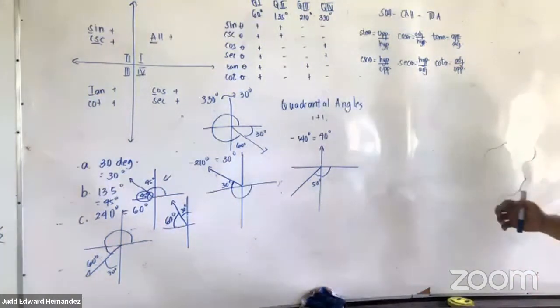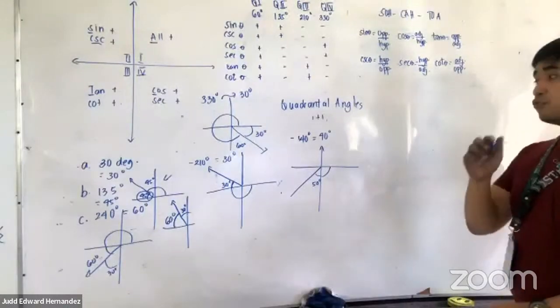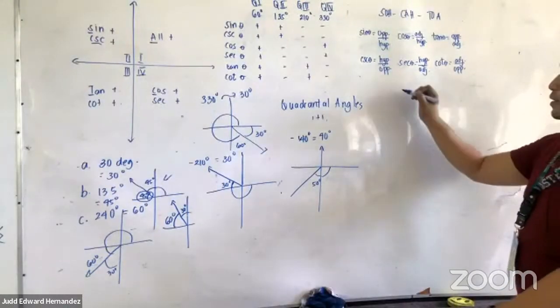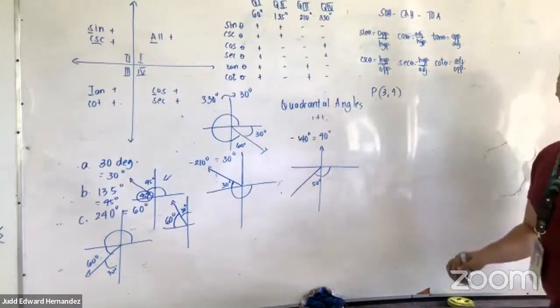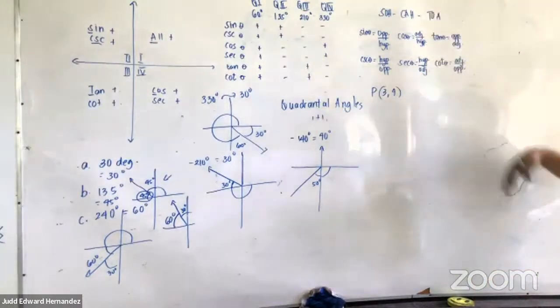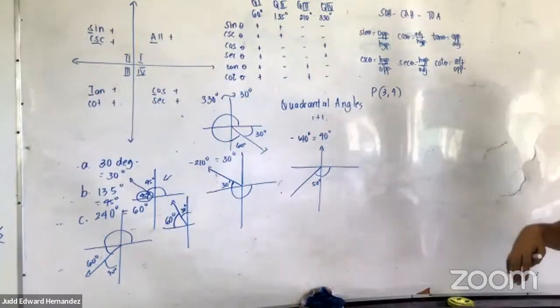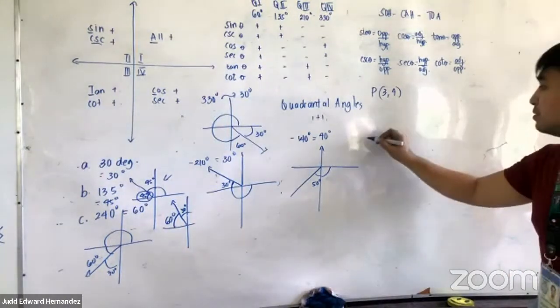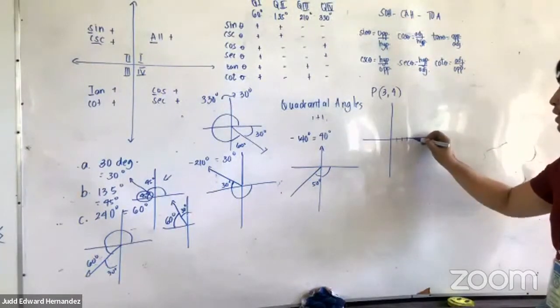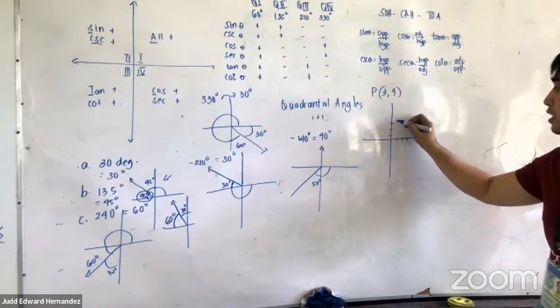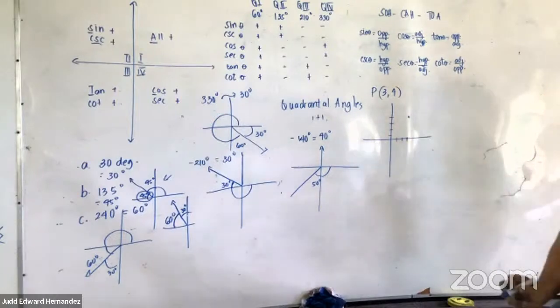So, let's go through it one by one. What if we are given 2 points? You are given the point (3, 4), and you are asked to get all the values of the trigonometric functions. So, let's graph (3, 4): 1, 2, 3 and 1, 2, 3, 4. Is (3, 4) correctly placed here? Yes or no? Yes.